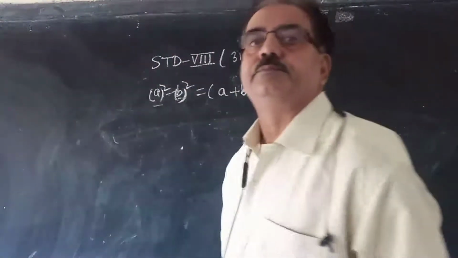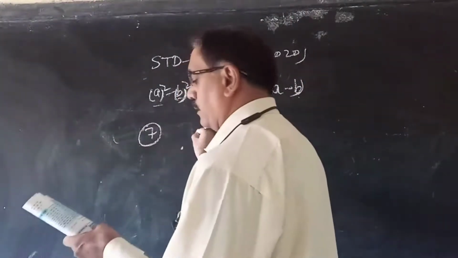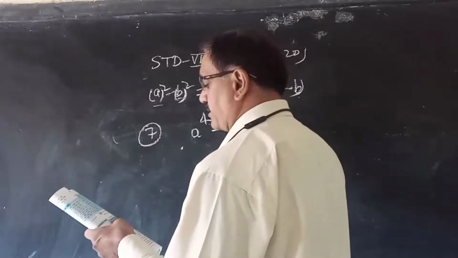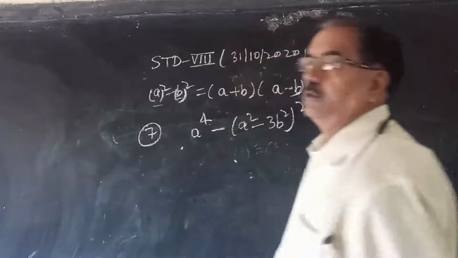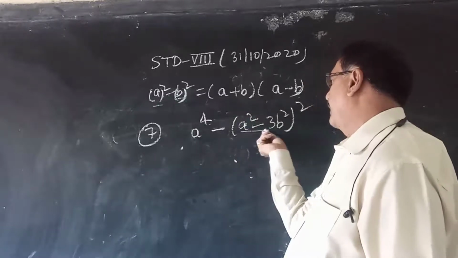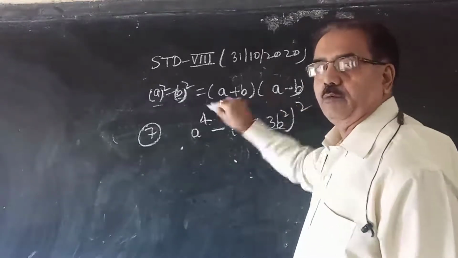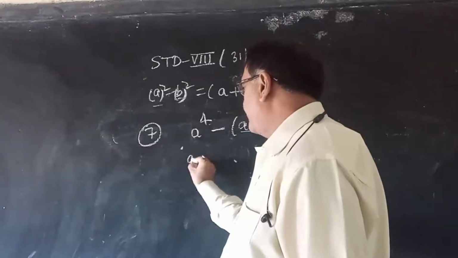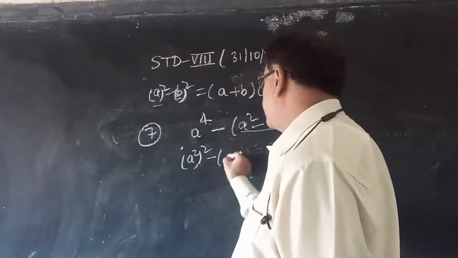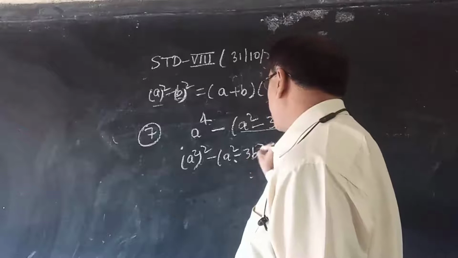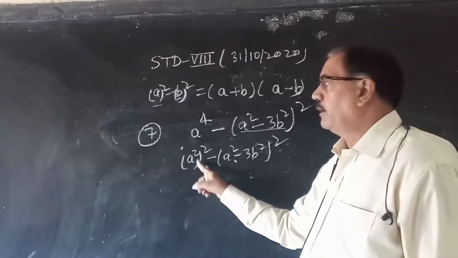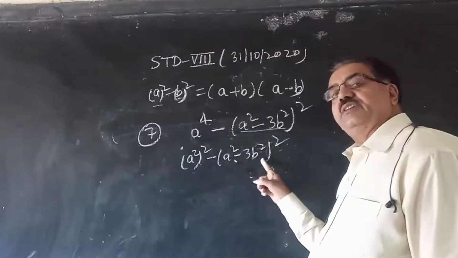Question number 7. a4 minus a square minus 3b square whole square. So when we compare with the formula a square minus b square, in place of b, given a square minus 3b square, its whole square. But a4 we can write as a square whole square. And this a square minus 3b square is already given. So when we compare with the formula, in place of a there is a square, in place of b there is a square minus 3b square.